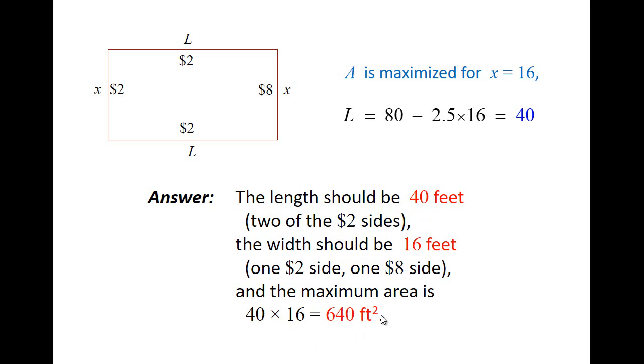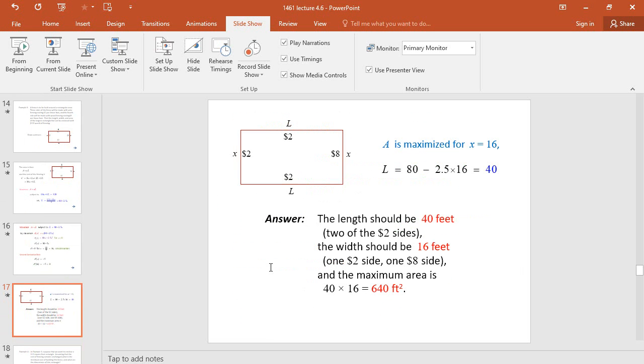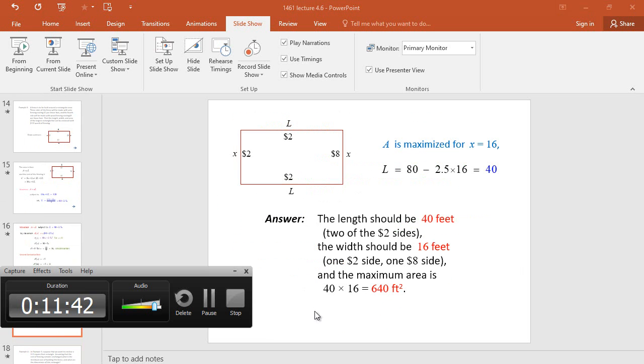So if we have only $320, this is the maximum area that we can enclose with a rectangle, and by using the specified fencing. Okay, so this is it. That's the solution.